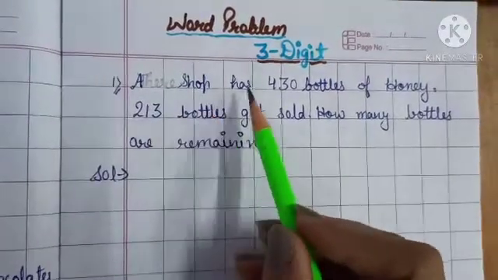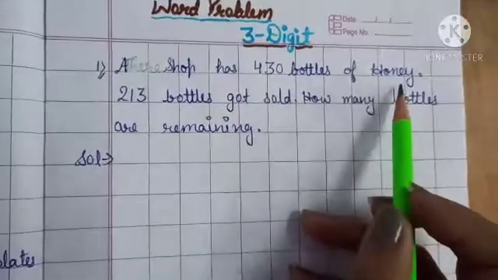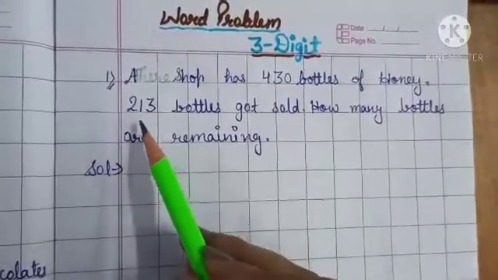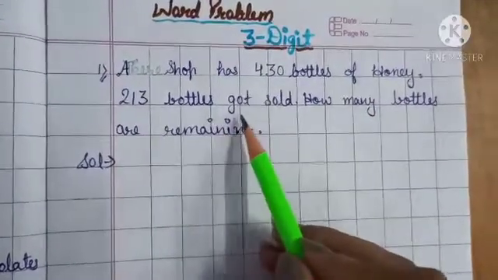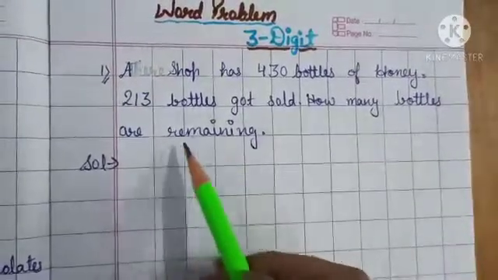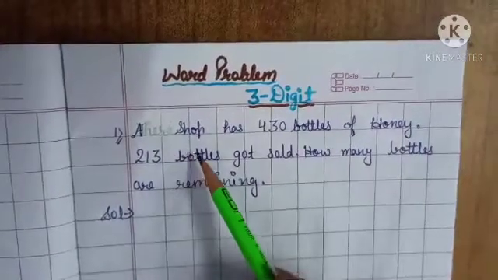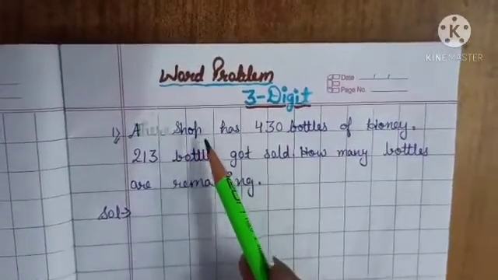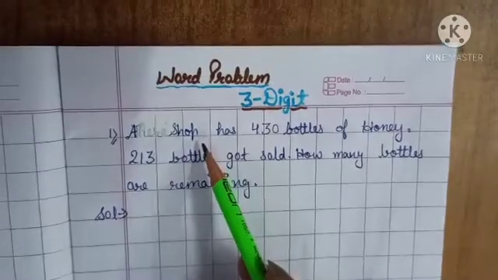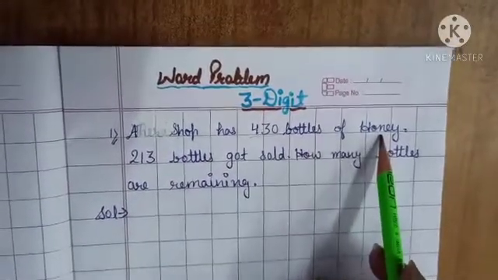A shop has 430 bottles of honey. 213 bottles got sold. How many bottles are remaining? So our next step is to understand the statement. A shop. There is a shop having 430 bottles of honey.